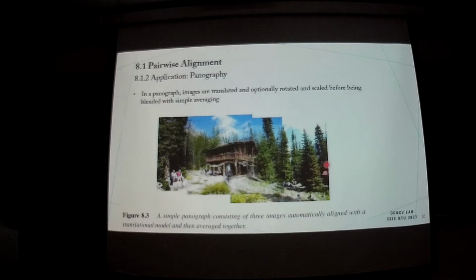The next one, for part 8.1.2, we will talk about the application, which is panography. In panography, images are translated and optionally rotated and scaled before being blended with simple averaging. This image shows a simple panograph consisting of three images, automatically aligned with a translation model and then averaged together. They simply blend several images and average them, so they can get the panorama image here.